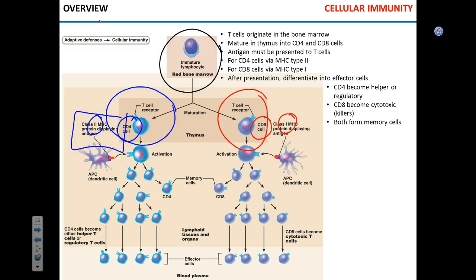Now, this is something really unique and kind of at the level of a law. CD4 cells always recognize class 2, while CD8 cells always recognize MHC class 1. This is referred to sometimes as MHC restriction.